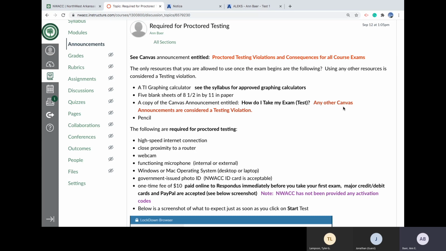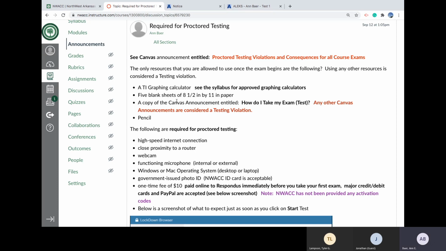Any other Canvas announcement, and here it is, a copy of the Canvas announcement entitled, How Do I Take My Exam Test? That's the 5th sheet of paper. You can copy this Canvas announcement onto a sheet of paper right here, this particular announcement that has this title, and you're allowed to keep it by your side because it will guide you through the checking before you test and the testing process.